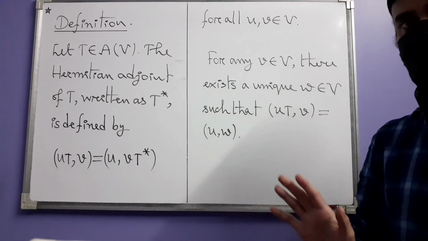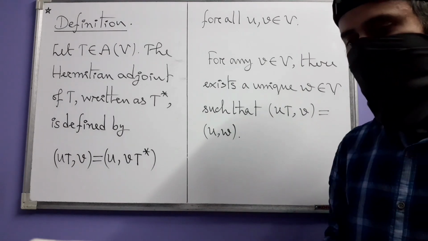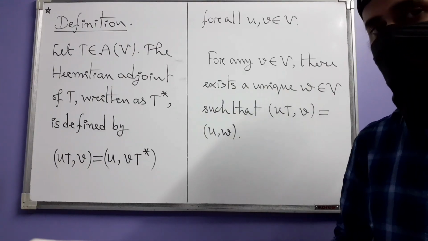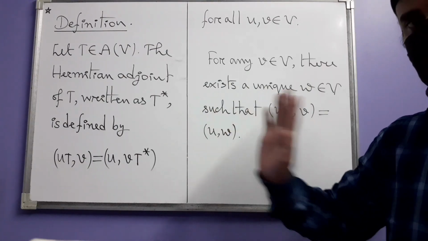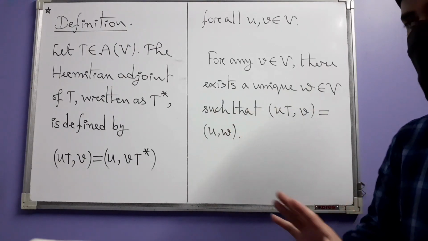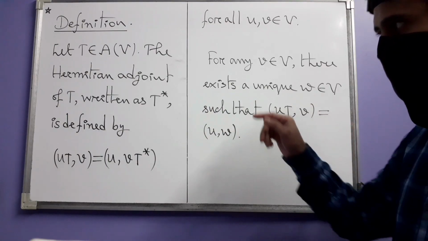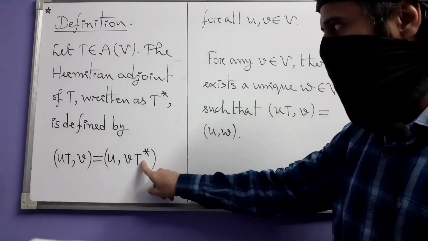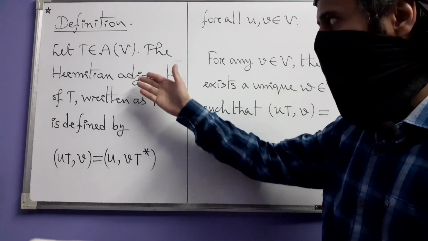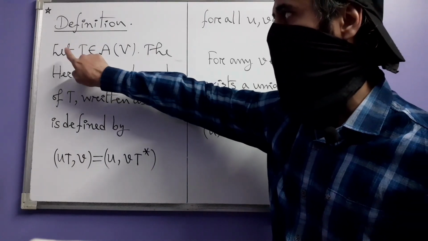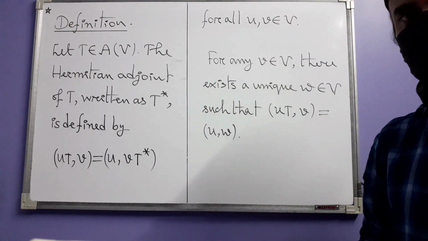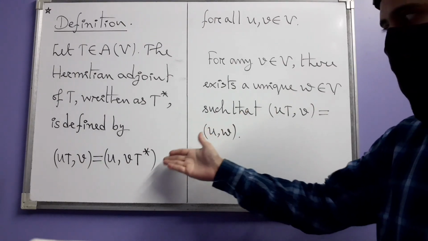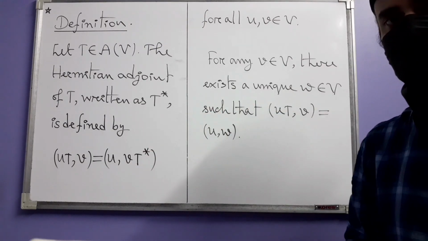That does not, however, say immediately that T star itself is also a linear operator like T. Those things are there, that is also true, but that does not follow from this definition. However, now the definition is clear, and such a function T star is called the Hermitian adjoint of that operator T. Now let's see some properties of this T star.